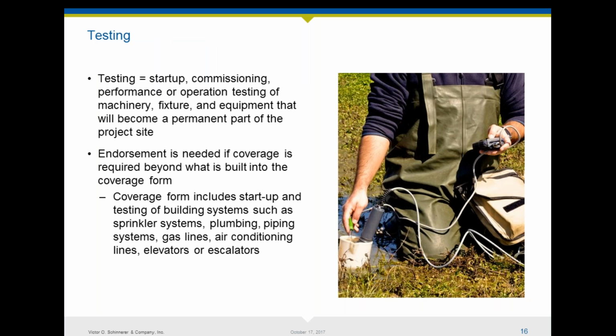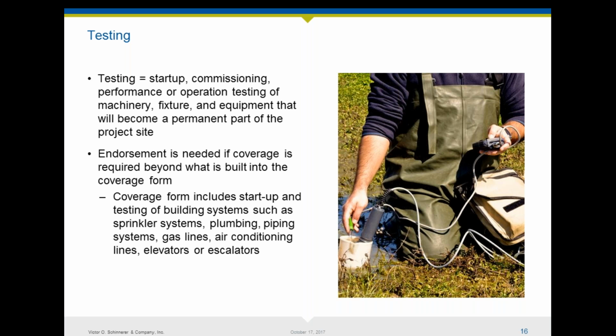And then another coverage that we have included in our form, but if you need more coverage than that, we do have an endorsement. Testing is also available, but before you request testing, or when I see testing being asked for in a submission, the first thing I do is pick up the phone and talk to the user to say, what are they looking for? Because I don't want to charge them premium for something that may already be built into our form. So for testing, our base coverage form does include building startup testing. So that's testing of the sprinkler systems, the plumbing, the gas lines, you know, anything that is basic building startup is included in our form.